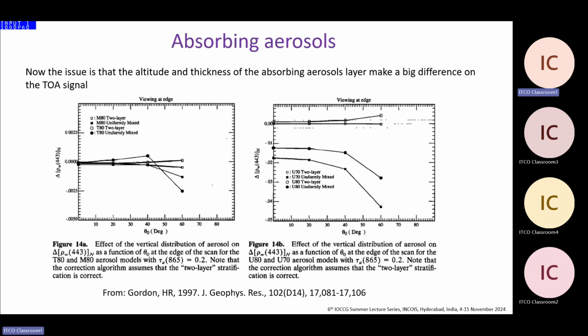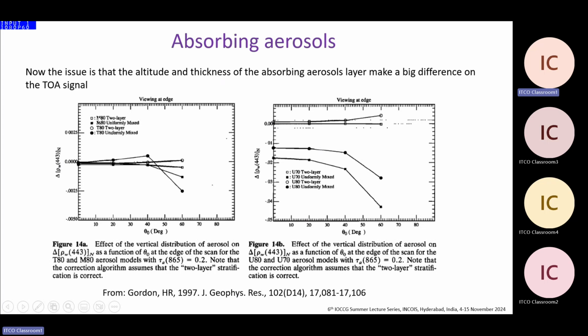And as I told you before, the issue as well is that the altitude and thickness, by the way, of this absorbing aerosol layer make a difference on the top of atmosphere signal. So these two plots are expressing this. They are simply the error in the reflectance in the blue.